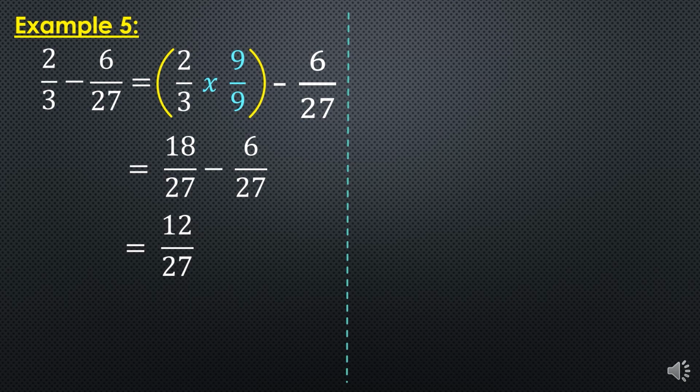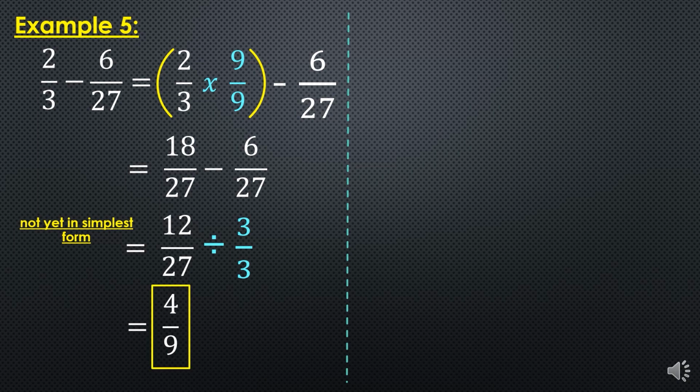But 12 over 27 is not yet in simplest form. We can still divide it by 3 over 3. Let's divide. 12 divided by 3 equals 4. 27 divided by 3 equals 9. Therefore, our final answer is 4 over 9.